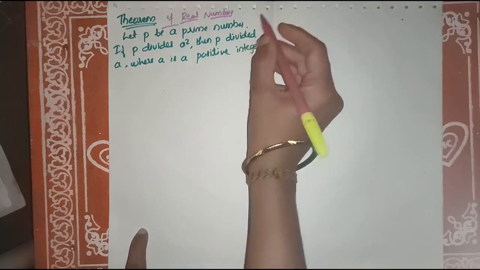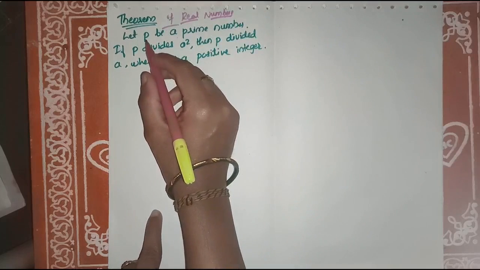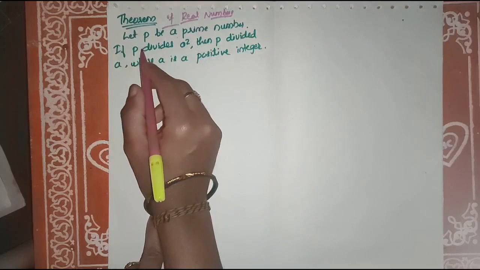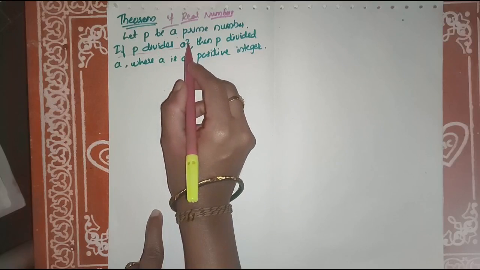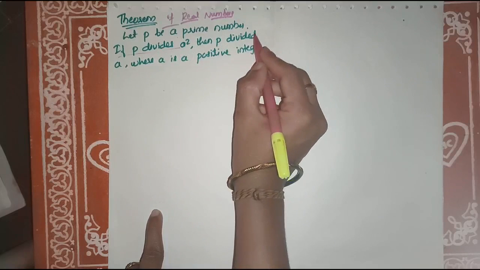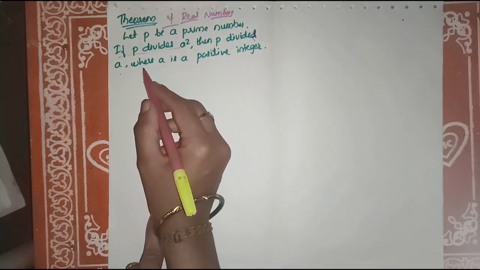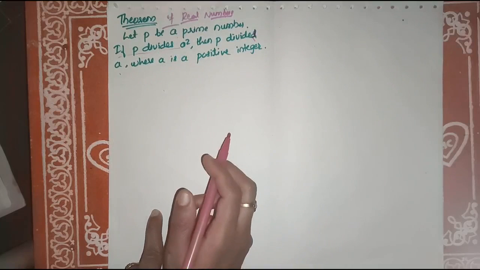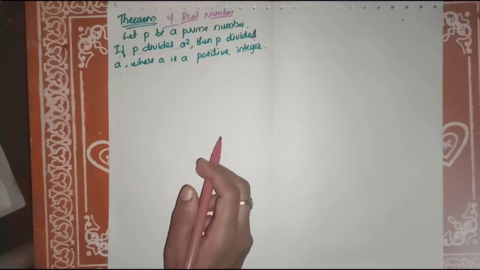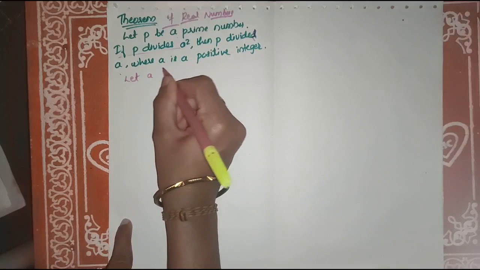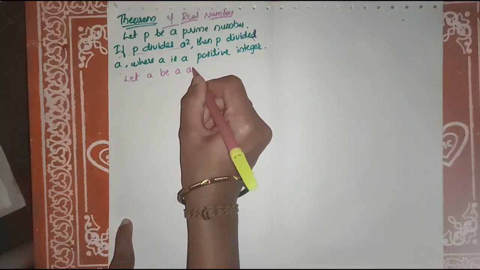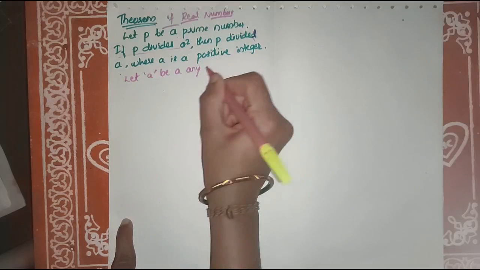integer. Here, what they have given: p is any prime number, and p divides a square. Then we need to prove p divides a, where a is a positive integer. So let a be any integer.